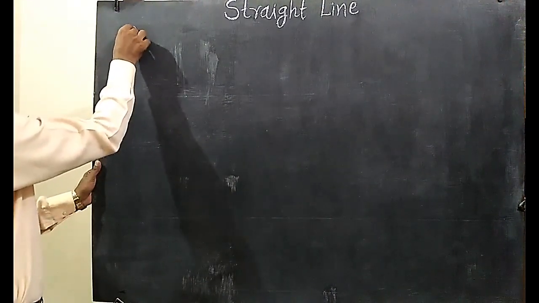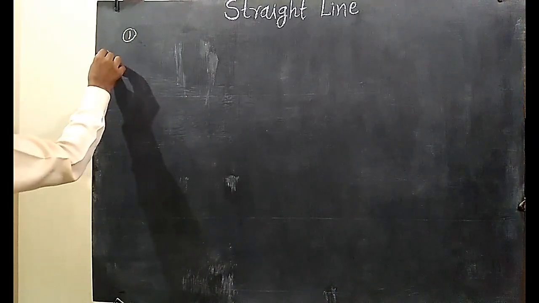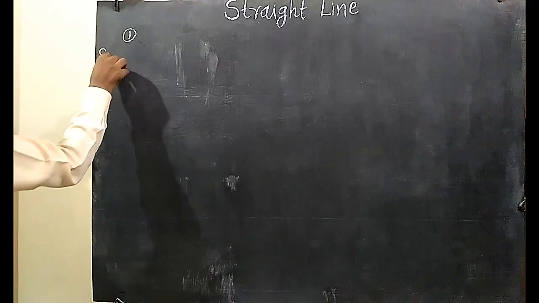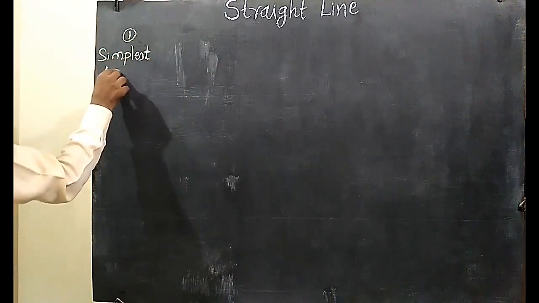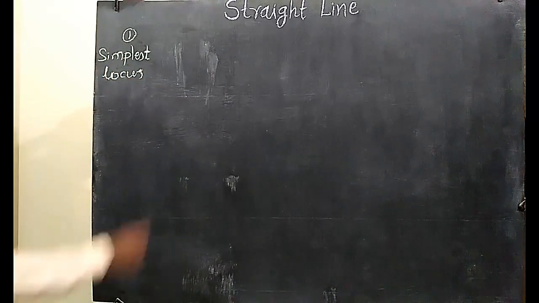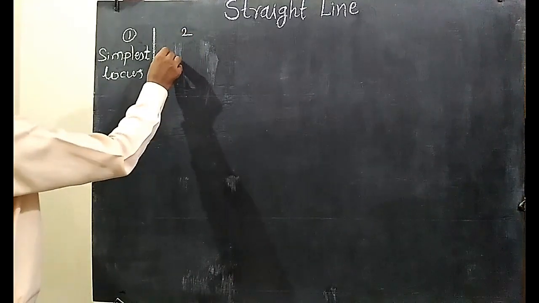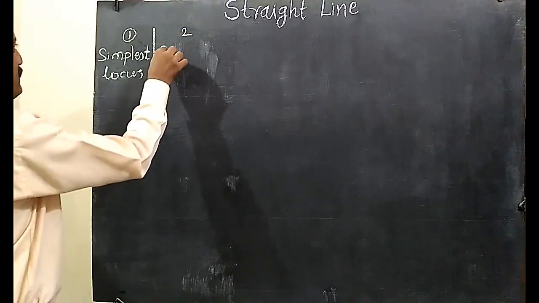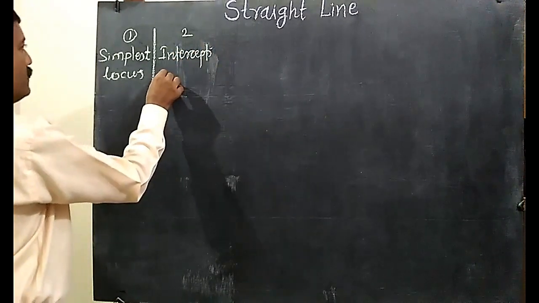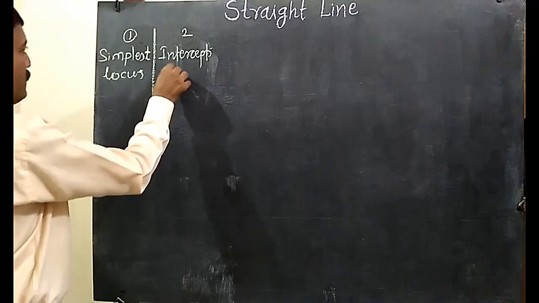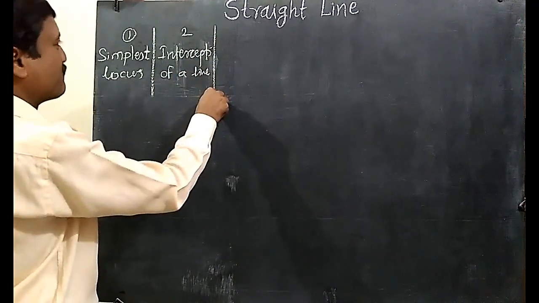First concept is simplest locus, line as a simplest locus. In second part, we will discuss about the intercepts made by line on x-axis and y-axis.